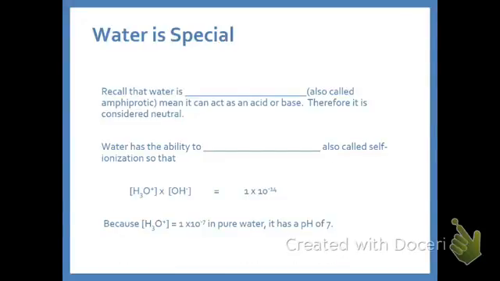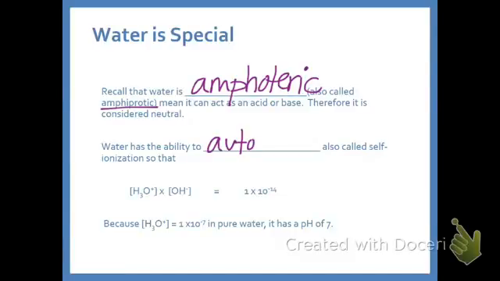Water is special. We talked about this when we were doing conjugates. Remember that water is something called amphoteric. That's the second time I've given you that definition, so it might be important. Sometimes it's called amphiprotic. They mean the same thing. Someone just decided to give it a different name. But remember, that meant it could act as an acid or a base. And water itself is neutral, because it has the ability to auto-ionize or self-ionize.